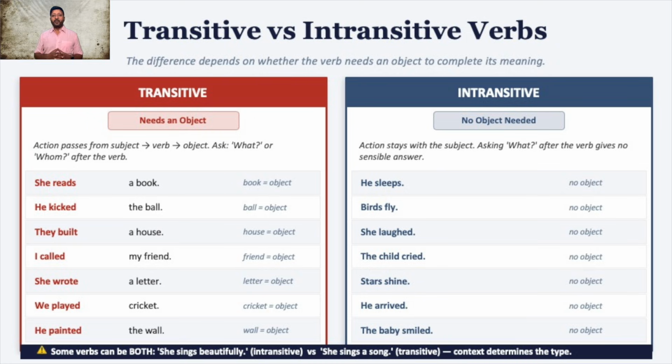The next type of verbs we look at are transitive versus intransitive verbs. What is the difference? Does the verb need an object to complete its meaning? If you see, the action passes from the subject to the verb and then on to the object. If you can ask the question what or whom after the verb and get an answer, that is a transitive verb. For example, you could say, she reads a book. What is she reading? She is reading a book. I called my friend. Whom did you call?